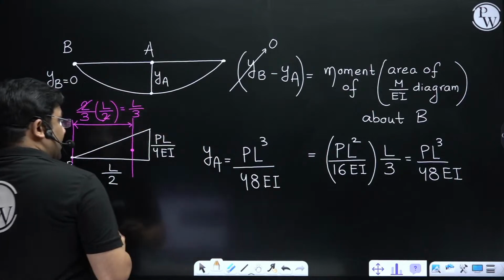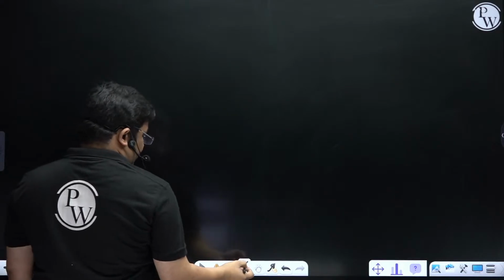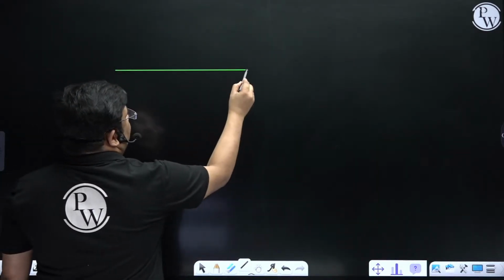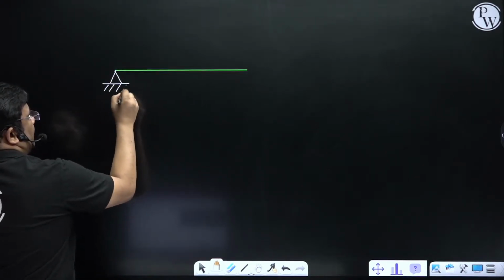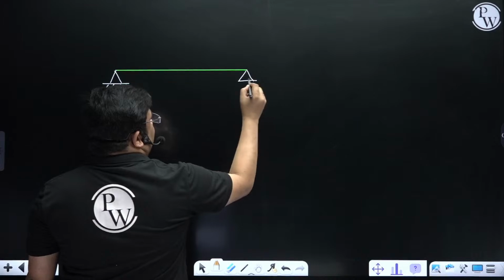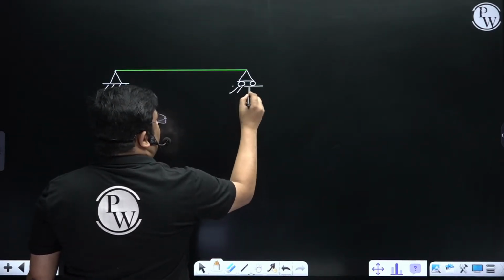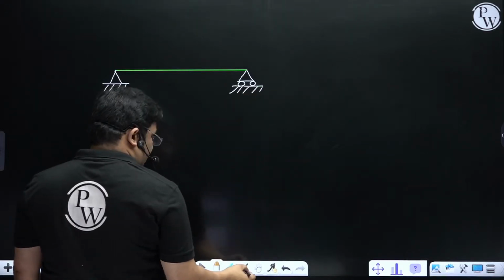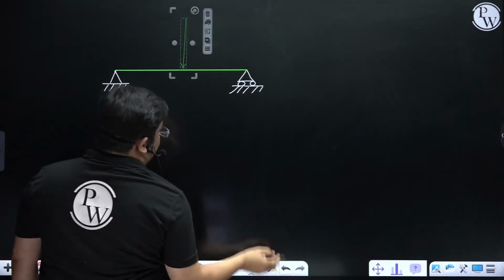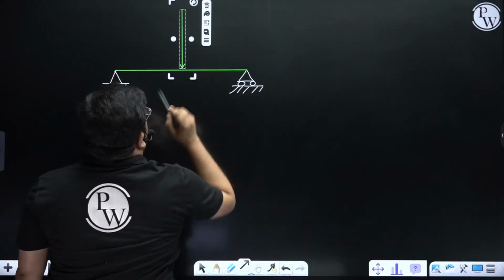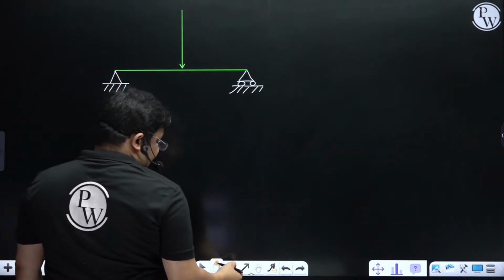That means we can conclude. See, I have derived it, but we have to remember the conclusion: if we have a simply supported beam and I am applying a point load at the center, then it will deflect something like this.